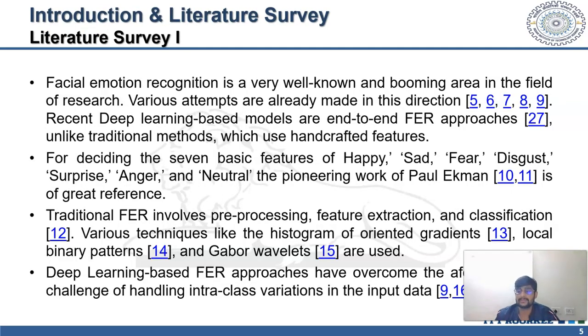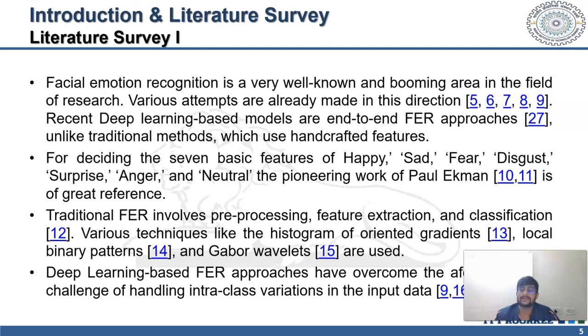Now, let's do a brief literature survey. The field of emotion AI is well known and booming in research. There are various research papers in this field, as we can see here. These models can be classified basically in two ways. First is the traditional ML based models. These require handcrafted feature extraction. Techniques like histogram of oriented gradients, local binary patterns, and Gabor wavelets are used. While the others are the end-to-end deep learning models. These models don't require any handcrafted features and can work on their own.